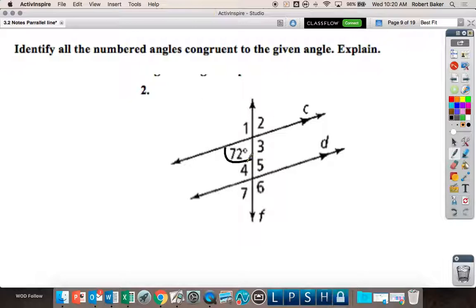So, what are all the angles that are congruent to the 72-degree angle? 2, 7, and 5. Now we gotta say why. Why is 2 congruent? Vertical angles. Why is 7 congruent? Corresponding. 5 is congruent because now they are alternate interior angles.